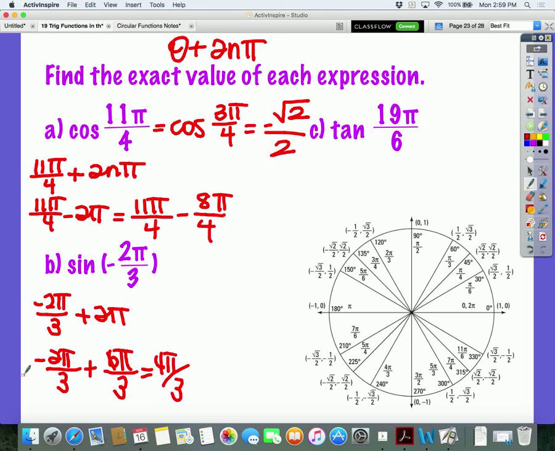So wait, are we subtracting or adding? When it's less than 0, we'll add. When it's bigger than 2 pi or 360, we'll subtract. Less than 0? So like negative numbers? Mm-hmm. So you add. When it's bigger, you subtract.